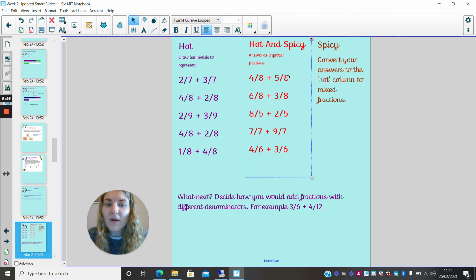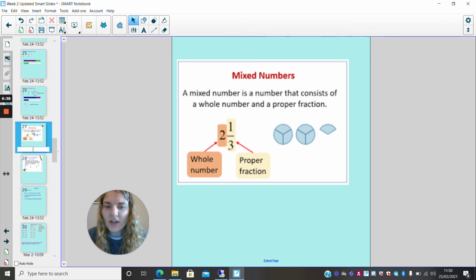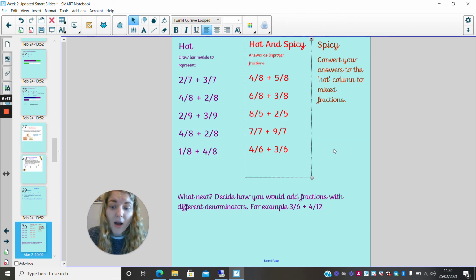So that's when they're top heavy. So you will find that your top number will be bigger than your bottom number. And then spicy, I want you to convert these to mixed fractions. So look back at this slide if you need to remind yourself what a mixed fraction is. And you guys might need to draw some bar models there to help you answer those.